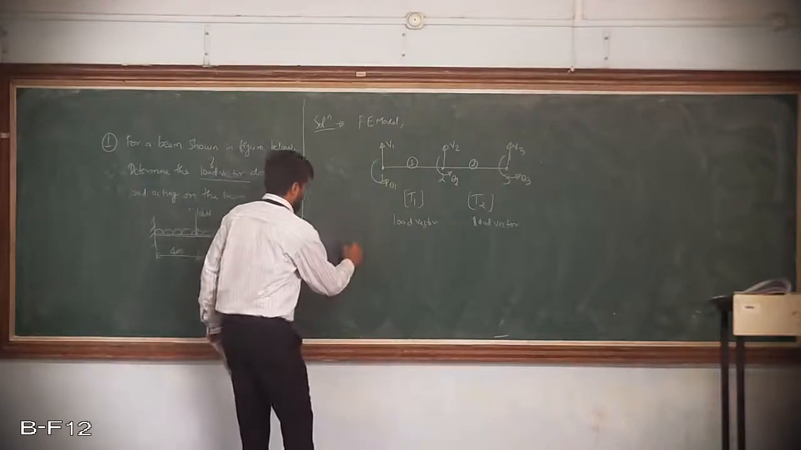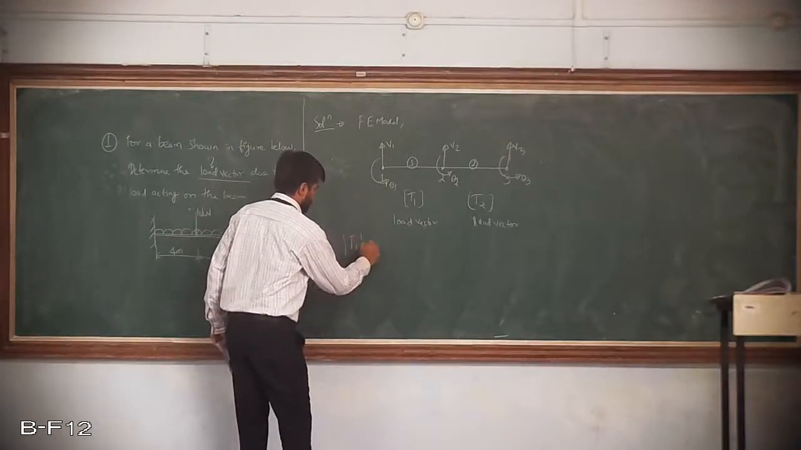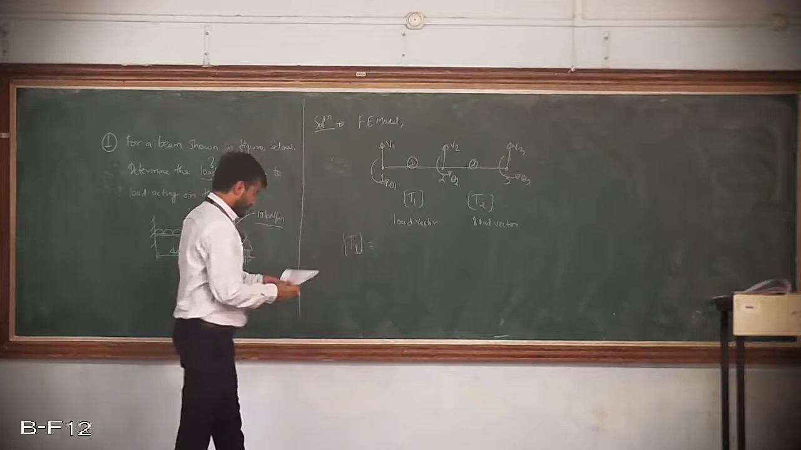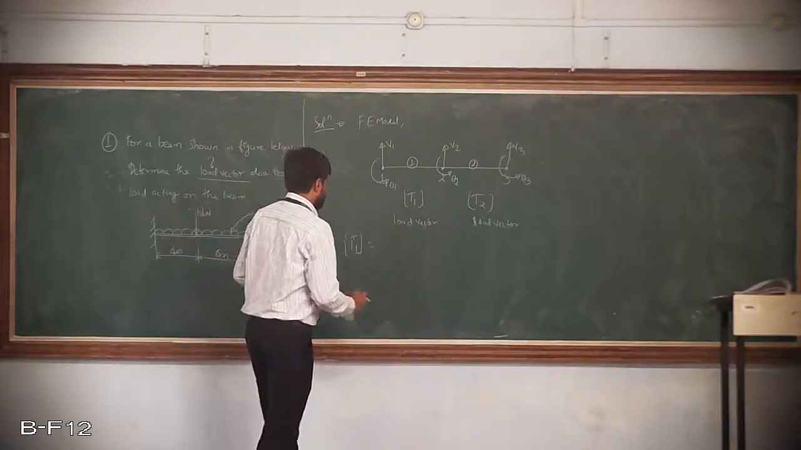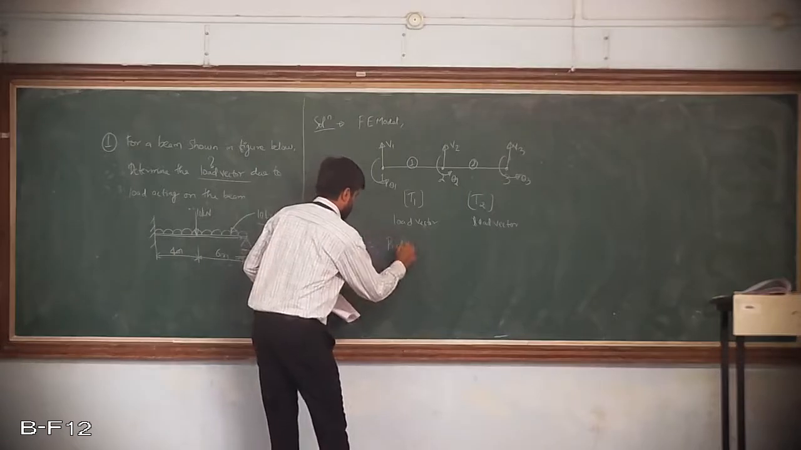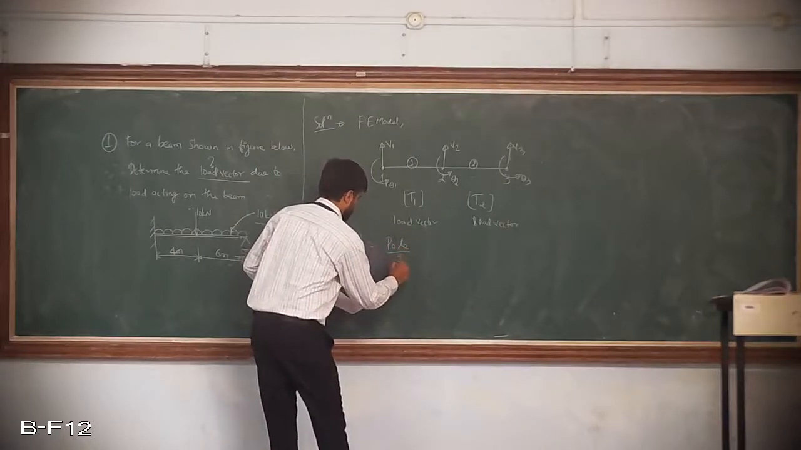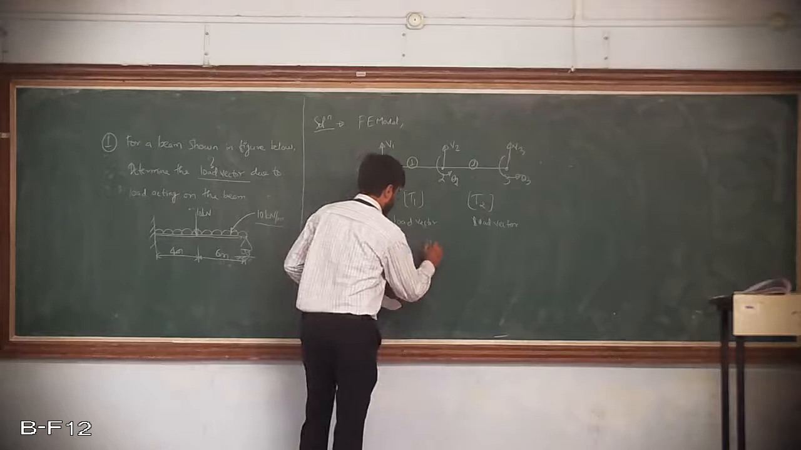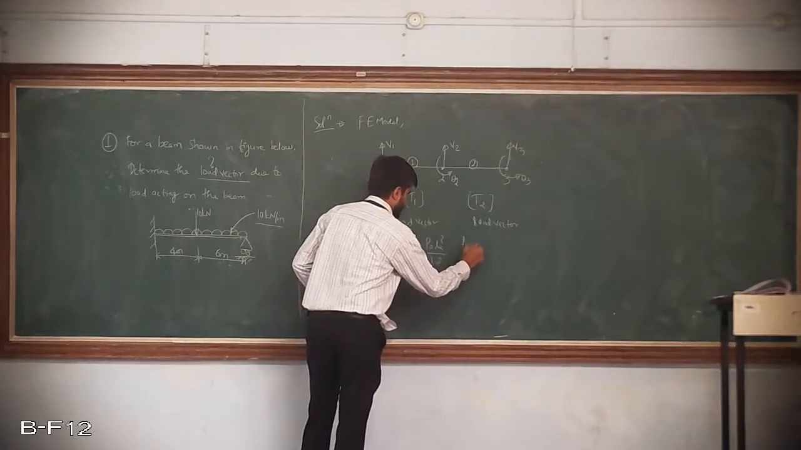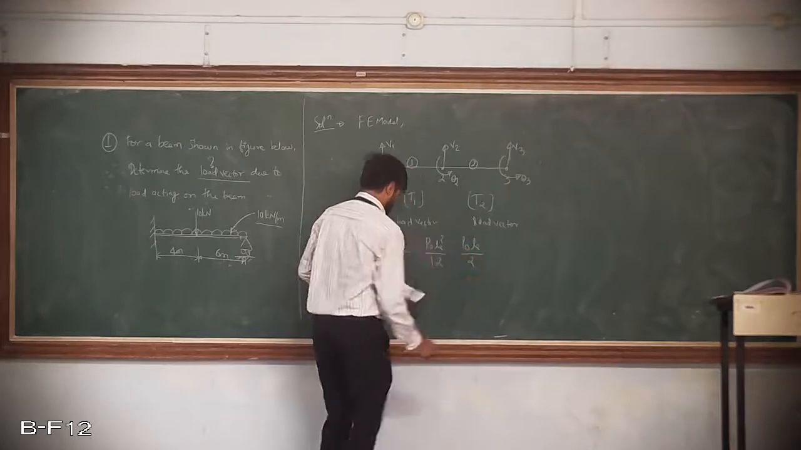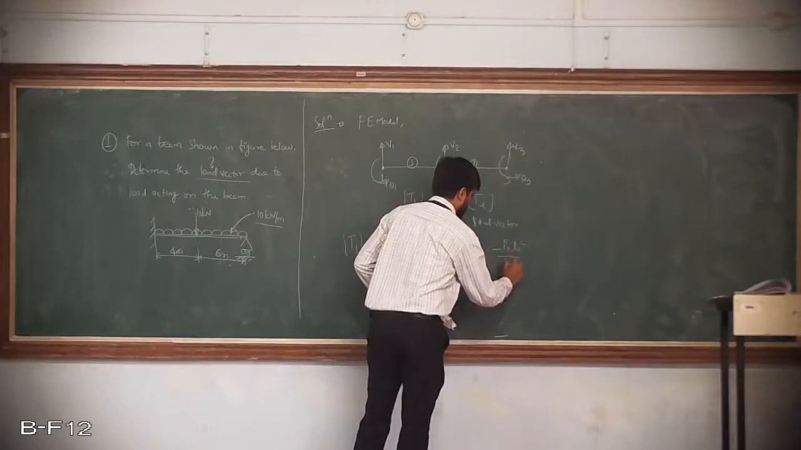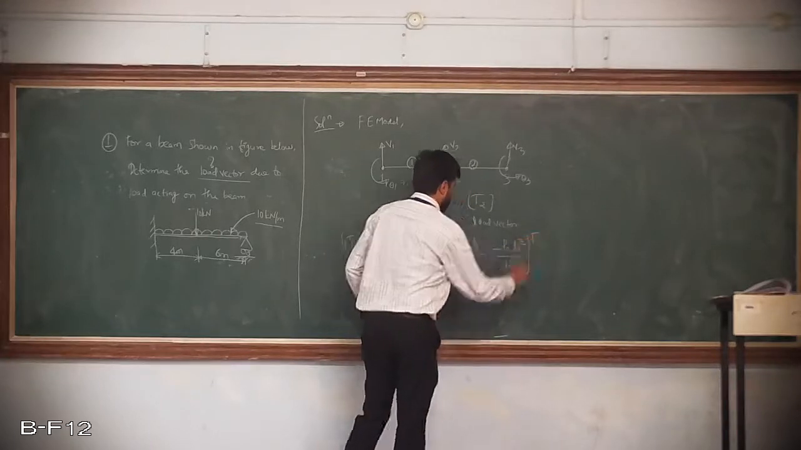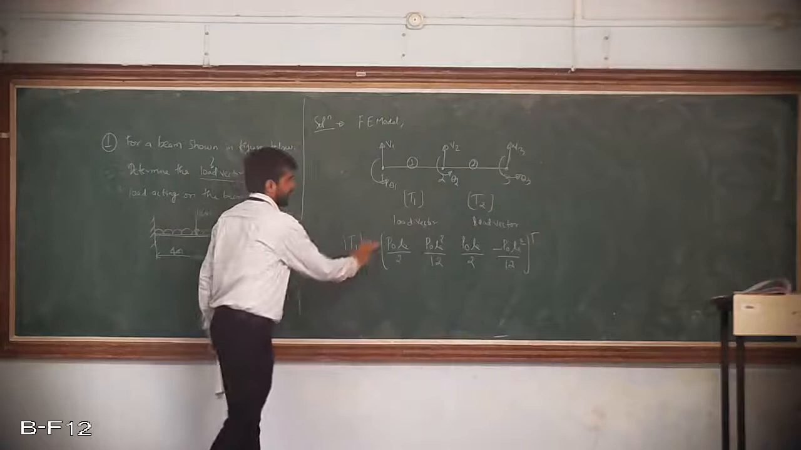So first we will go for finding T1. What is the formula for T1? To find T1, the formula is P0 Le by 2, P0 Le square by 12, P0 Le by 2, minus P0 Le square by 12, the transpose of this. So this is what you will be getting as T1.